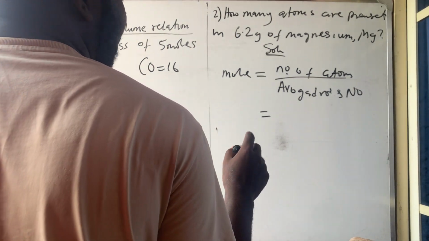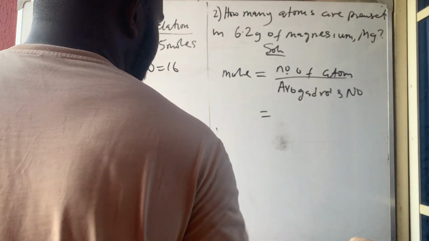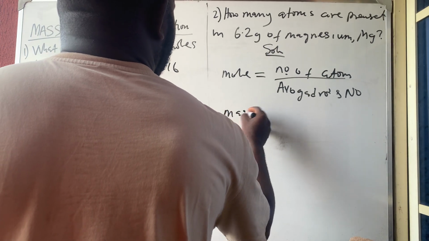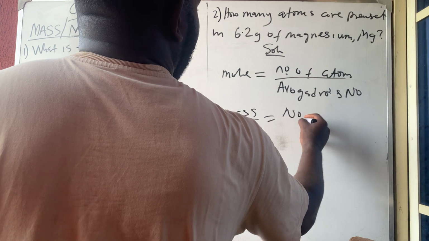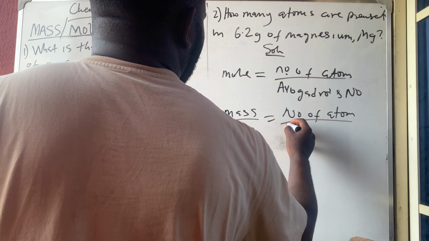So how do we get the mole? Don't forget that mole is mass over molar mass. So let us get that first. Our mole is written as mass over molar mass, and is equal to the number of atoms all over Avogadro's number.